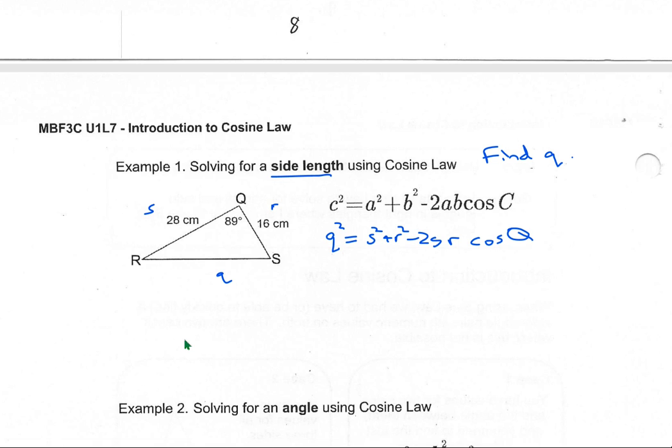Now the numbers will go into the calculator. So Q squared is equal to, so S squared is 28 squared plus 16 squared minus 2 times 28 times 16 cosine of 89 degrees.